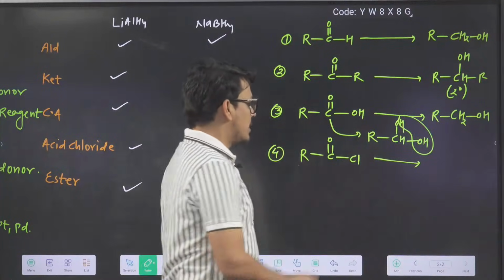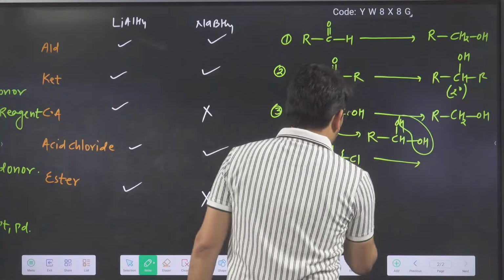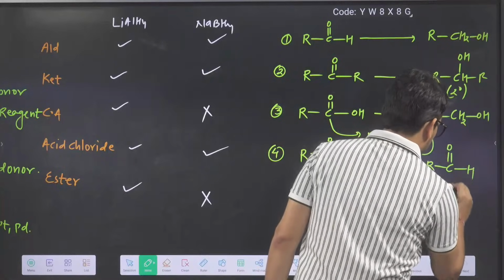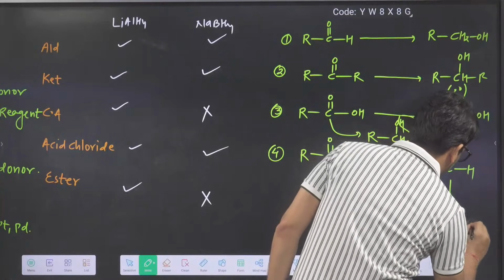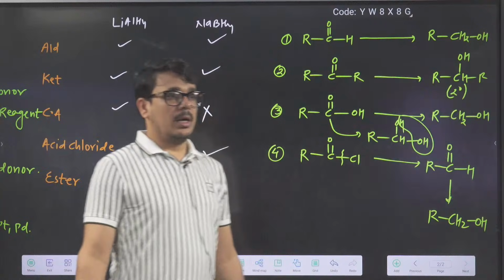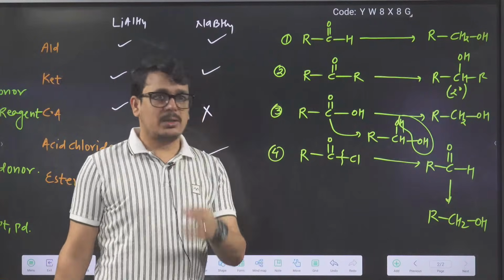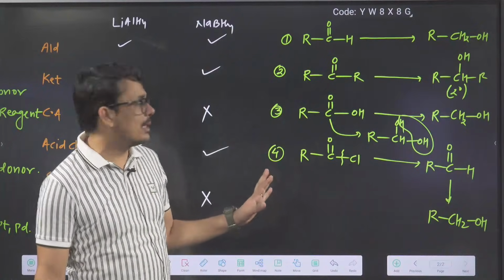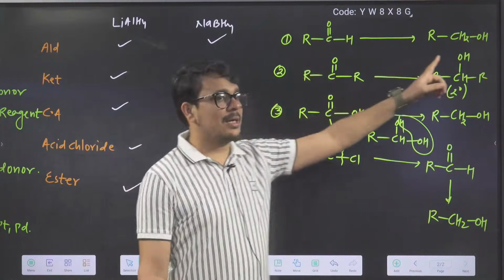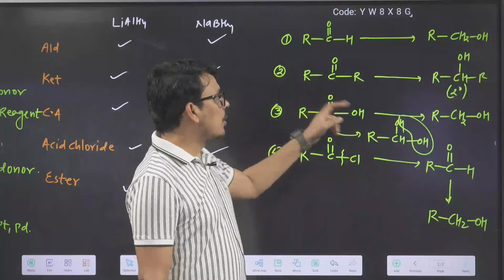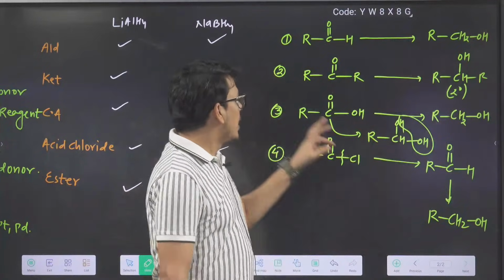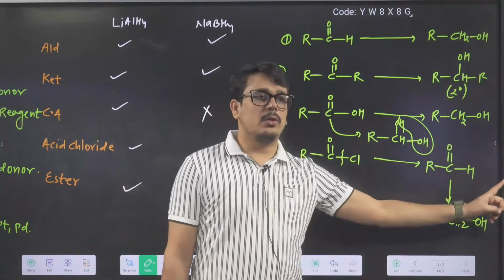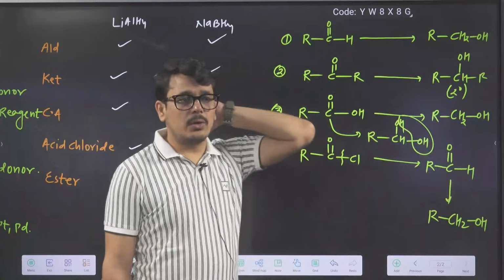Now next, same way here. In this case, first this Cl will be removed, and then you will get this product, and finally you will get RCH2OH. Clear to everyone? Yes or no? So what I am saying here, simple things: aldehyde is directly converted to 1 degree alcohol, ketone directly converted to 2 degree alcohol, carboxylic acid directly converted to 1 degree alcohol, acid chloride directly converted to 1 degree alcohol. Clear to everyone?